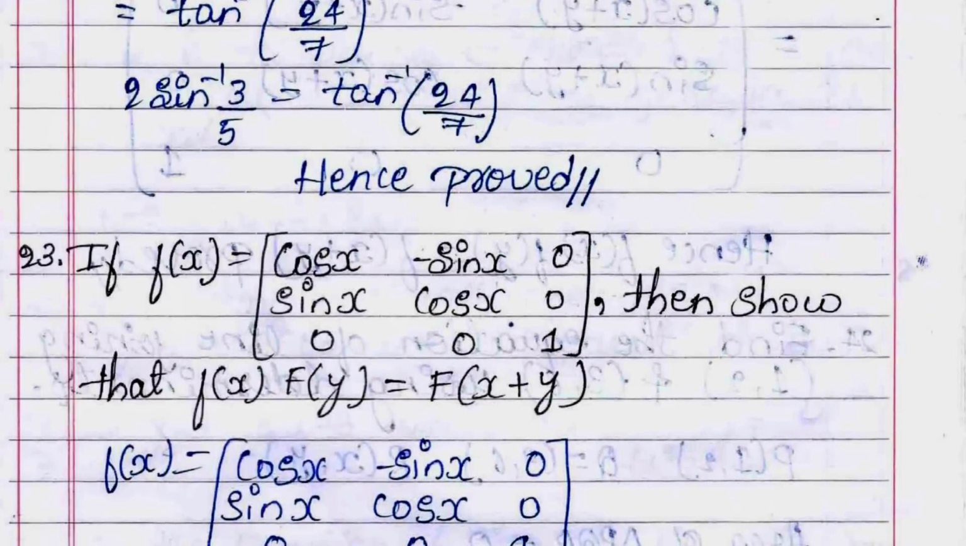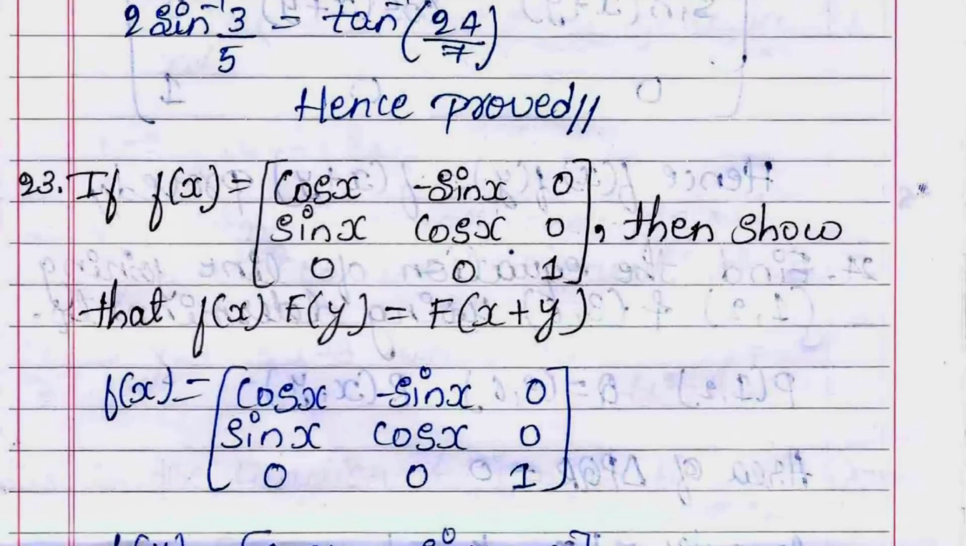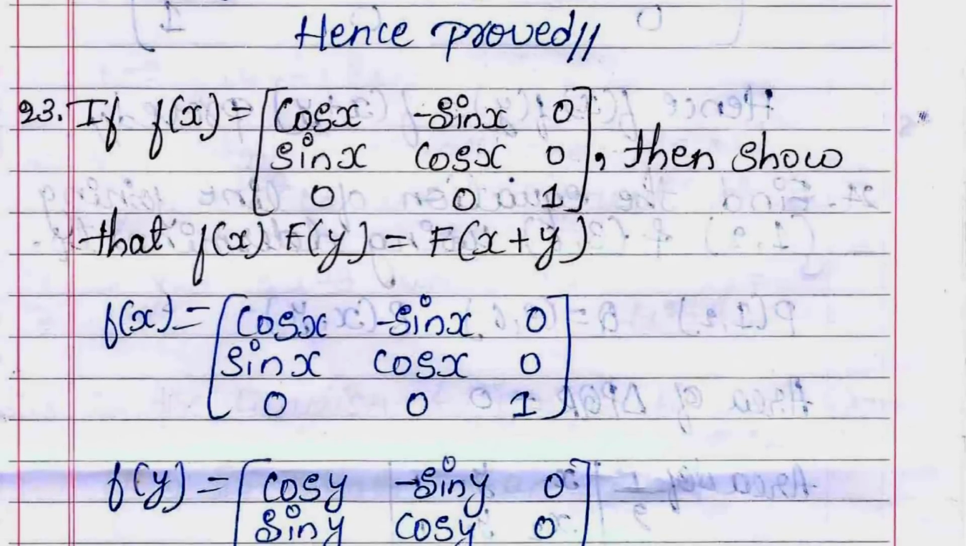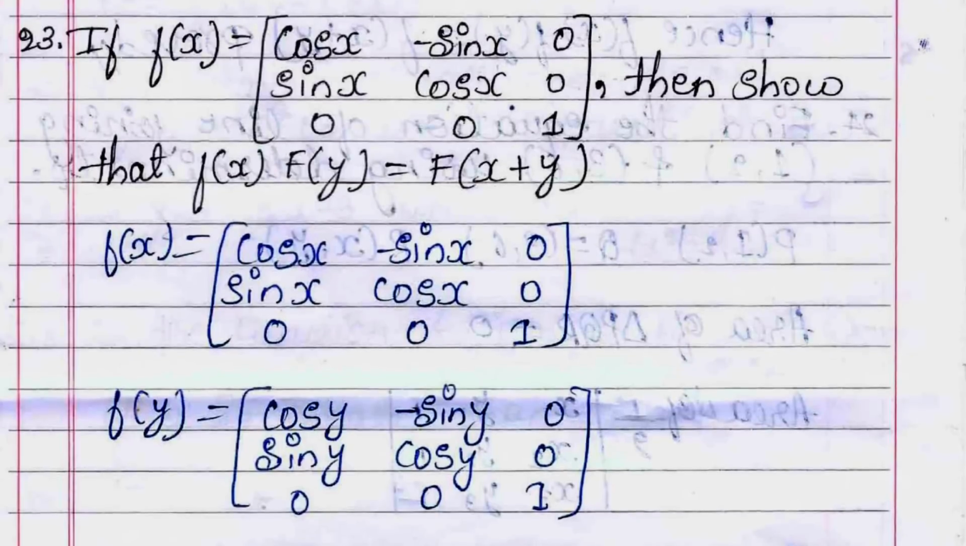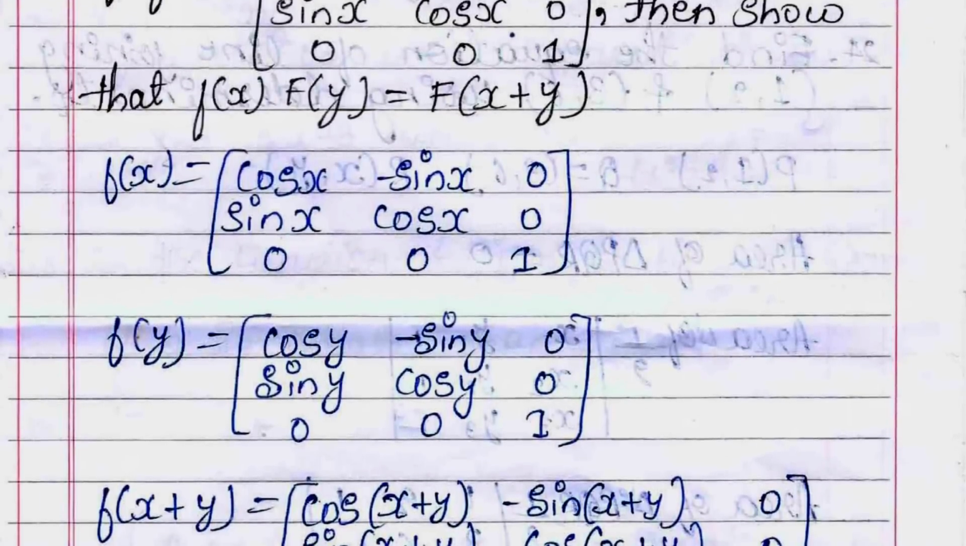23rd, if f(x) is equal to the matrix [cos x, -sin x, 0; sin x, cos x, 0; 0, 0, 1], then show that f(x) f(y) = f(x + y), and the answer is below.